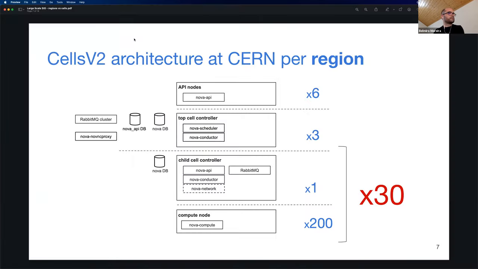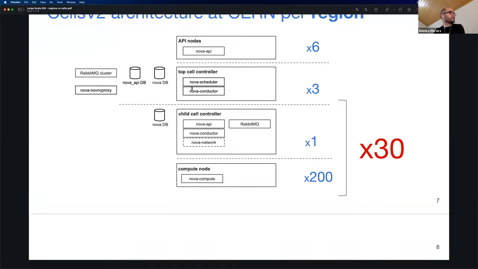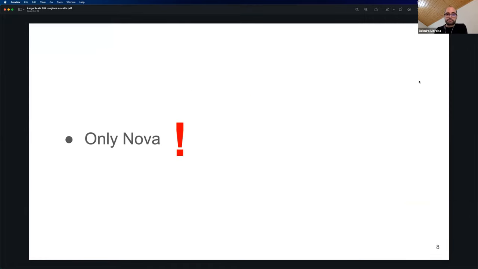Okay, back to the slides. Okay, but cells have a problem. This is only for Nova, it's a Nova feature. With this, you are not scaling any other components. For example, if your Neutron is struggling with loads, cells will not solve that. So you continue to add more and more nodes into Nova and just increasing the load issues into Neutron.